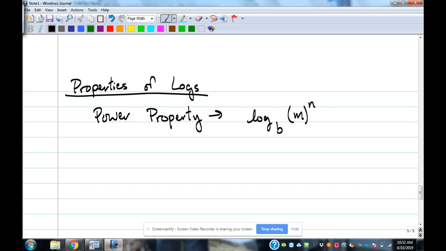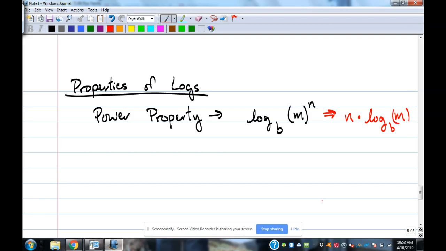All right. The way this property works is you've got a logarithmic statement, and it doesn't matter what base we're using. I'll put a b there for base. It can be log base 10, it could be log base 762. This property holds no matter what the base is. And you have something inside the log that has an exponent on it, thus the idea of a power. What the property allows you to do is take this exponent and drop it down to the front and turn it into n times log base b of m.